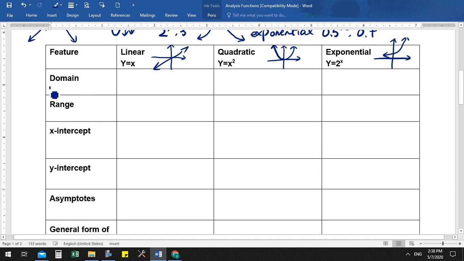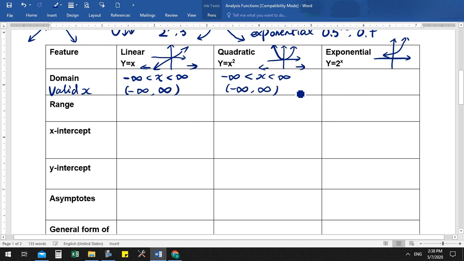So domain means valid x, okay? This one keeps going, negative infinity, positive infinity. We could write it as negative infinity, positive infinity for interval notation. And this one keeps going, so same thing, negative infinity, positive infinity. This one keeps going in the x direction, so they are the same. All the domains are from negative infinity to positive infinity.